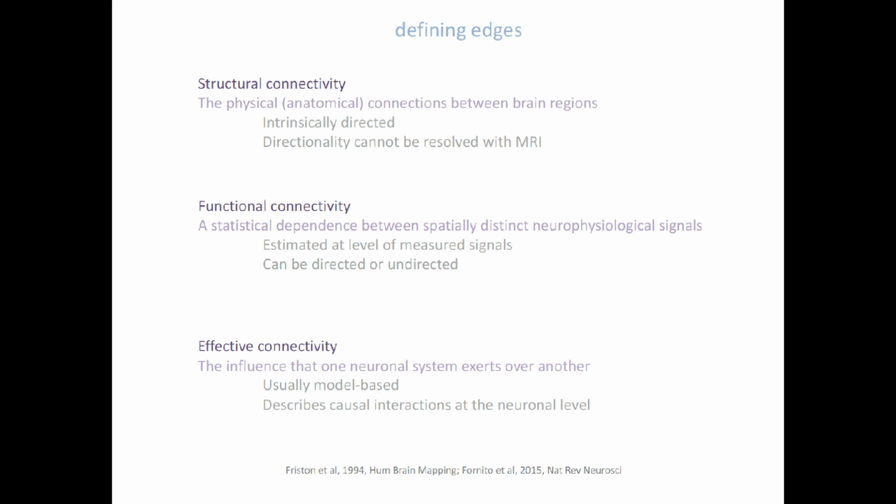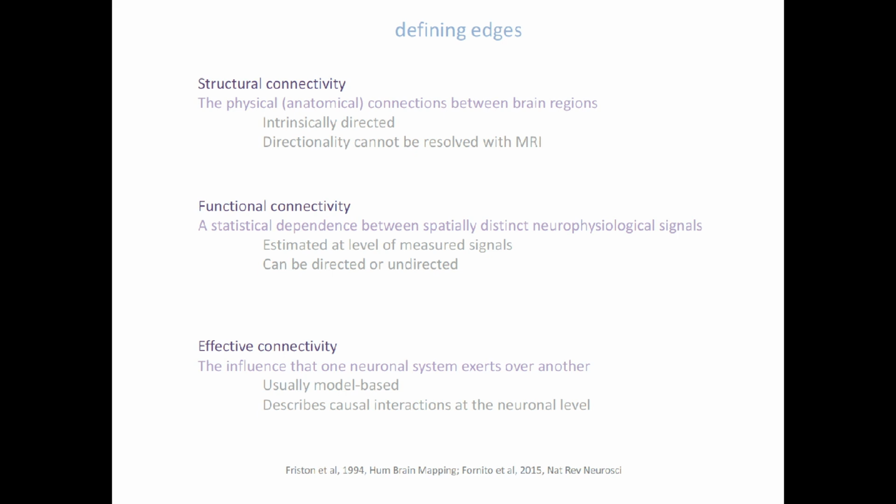Then finally, there's effective connectivity. Effective connectivity is the influence that one neural system exerts over another. Here we're really talking about causal interaction, so it's directed, right? Region A causes variations in the activity of region B. And this is described at the neuronal level. This is the critical distinction between effective connectivity and directed functional connectivity.